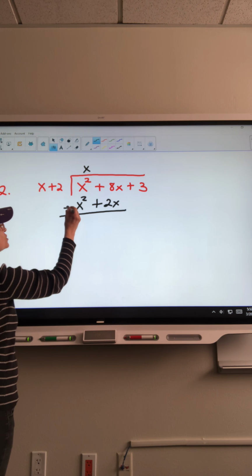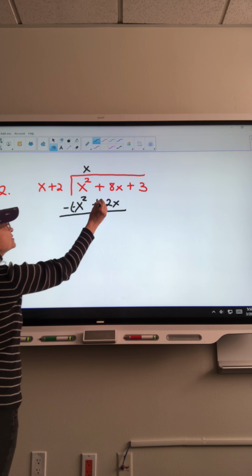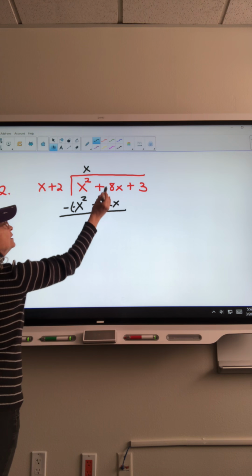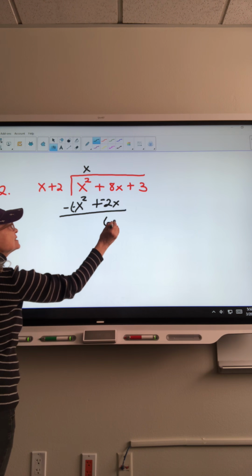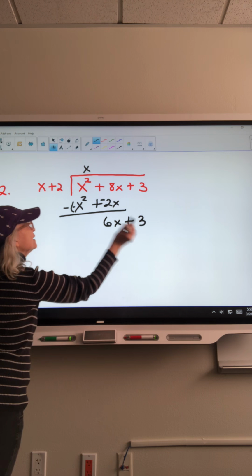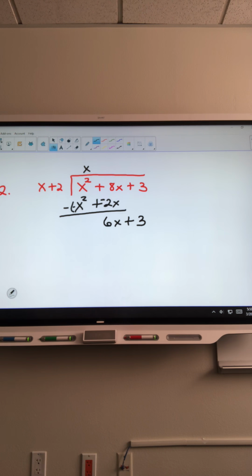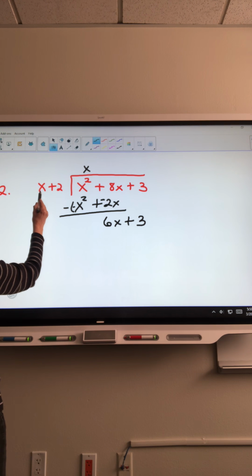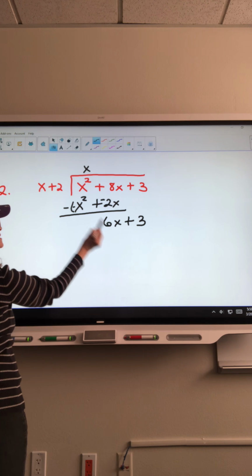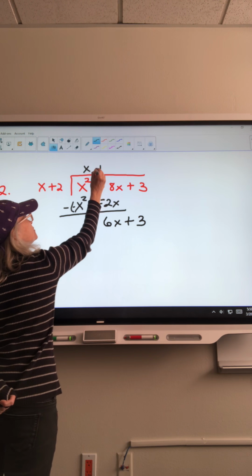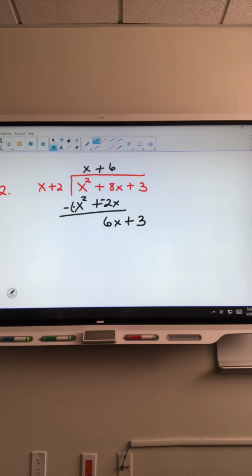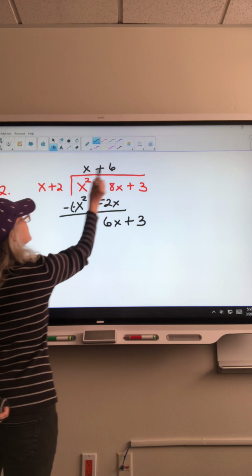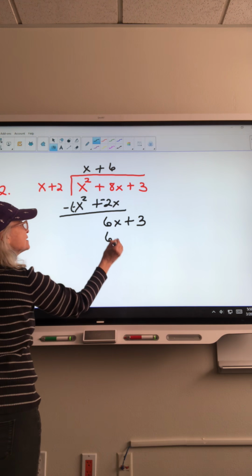Remember, you have to distribute that to both parts, so this is now a negative 2. So 8 take away 2 is 6x. And that first term cancels out. Okay, we'll keep dividing. What would I need to multiply this x by to get 6x? Well, the answer to that would just be 6.